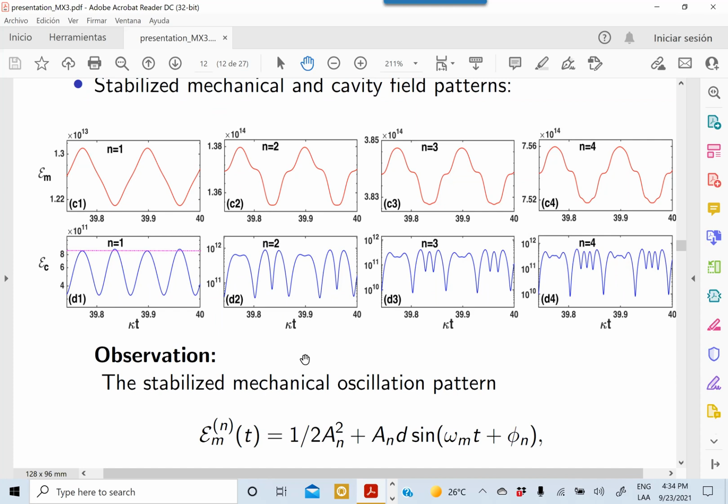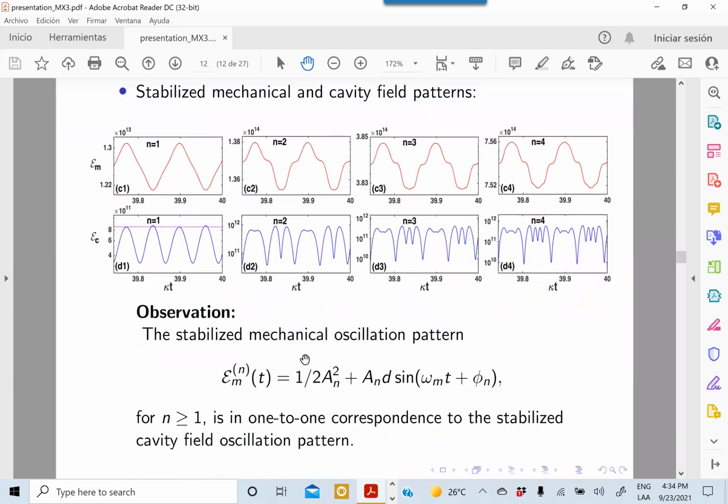And when I first obtained the quantized behavior for the mechanical oscillator, I had a doubt that it could come from some numerical error. After I saw this correspondence, I believe that there's a physical mechanism within this kind of phenomenon. If it were a computation error, it could not create something so unique. Okay. So there's a correspondence between stabilized mechanical oscillation and stabilized cavity field oscillation. This correspondence will exist for all energy levels.